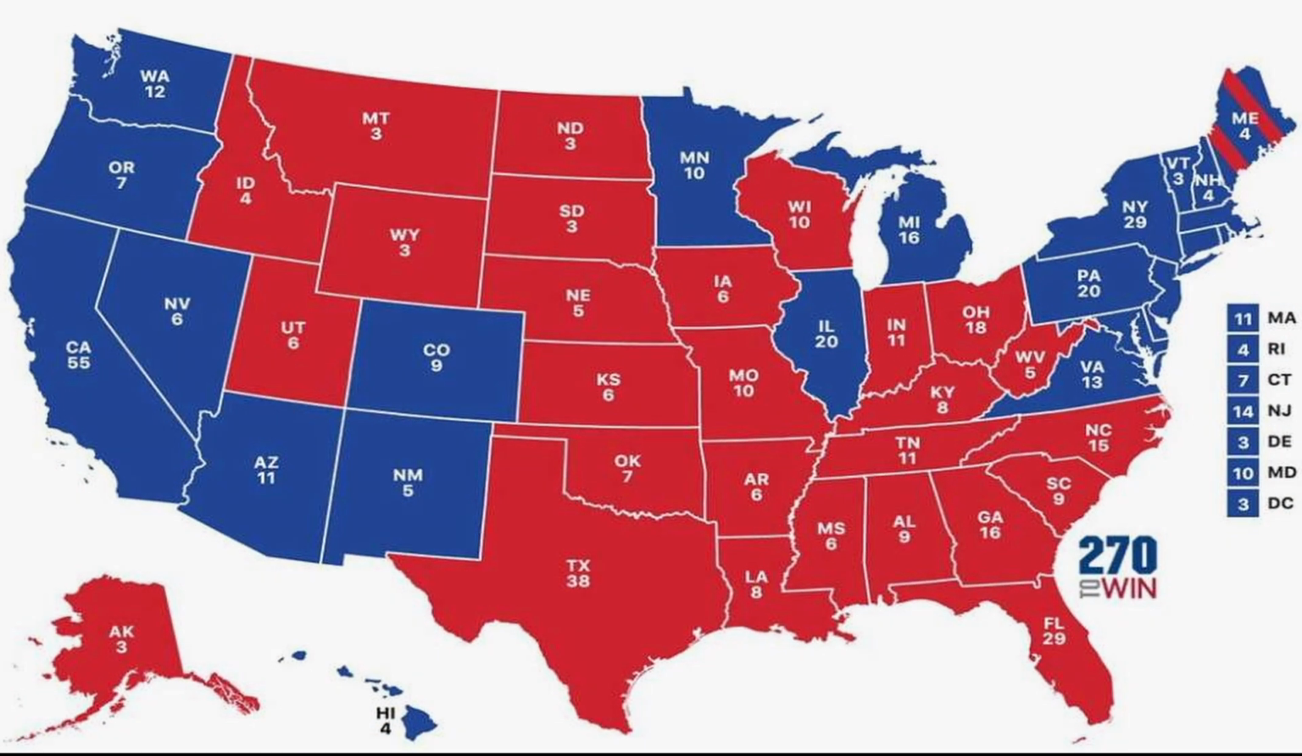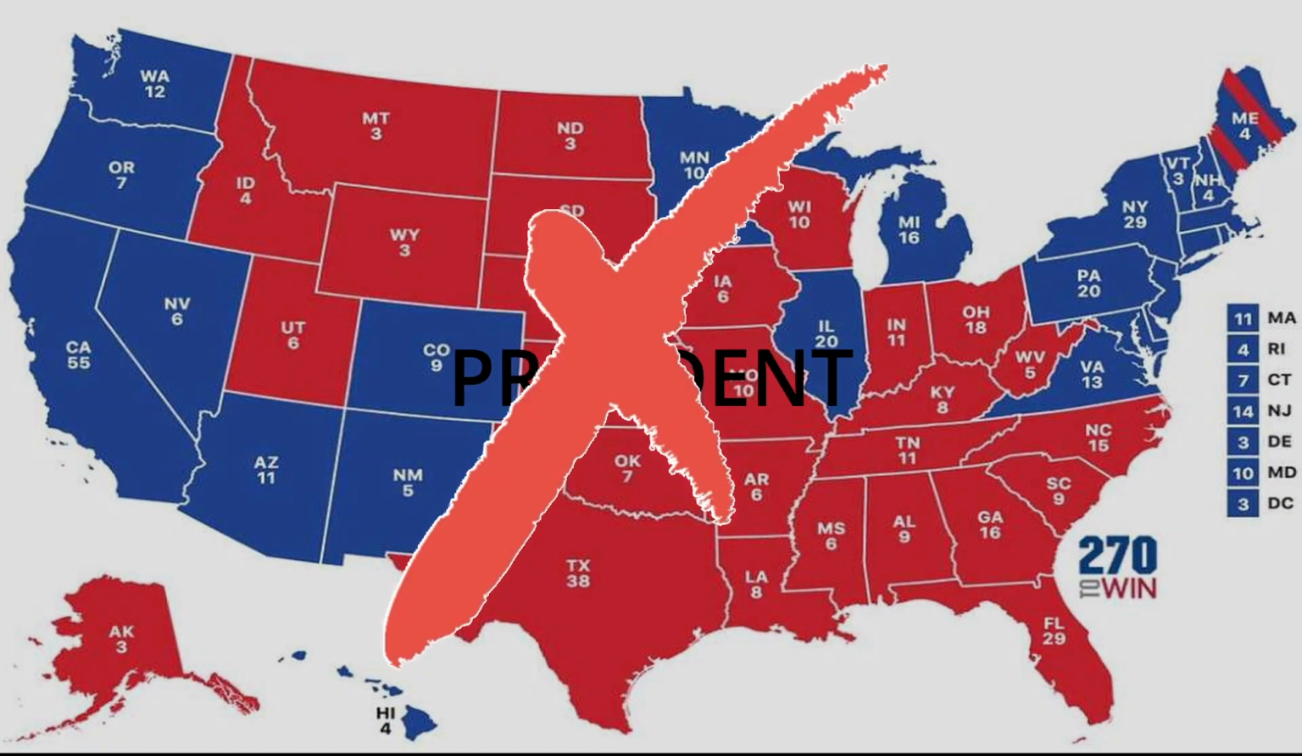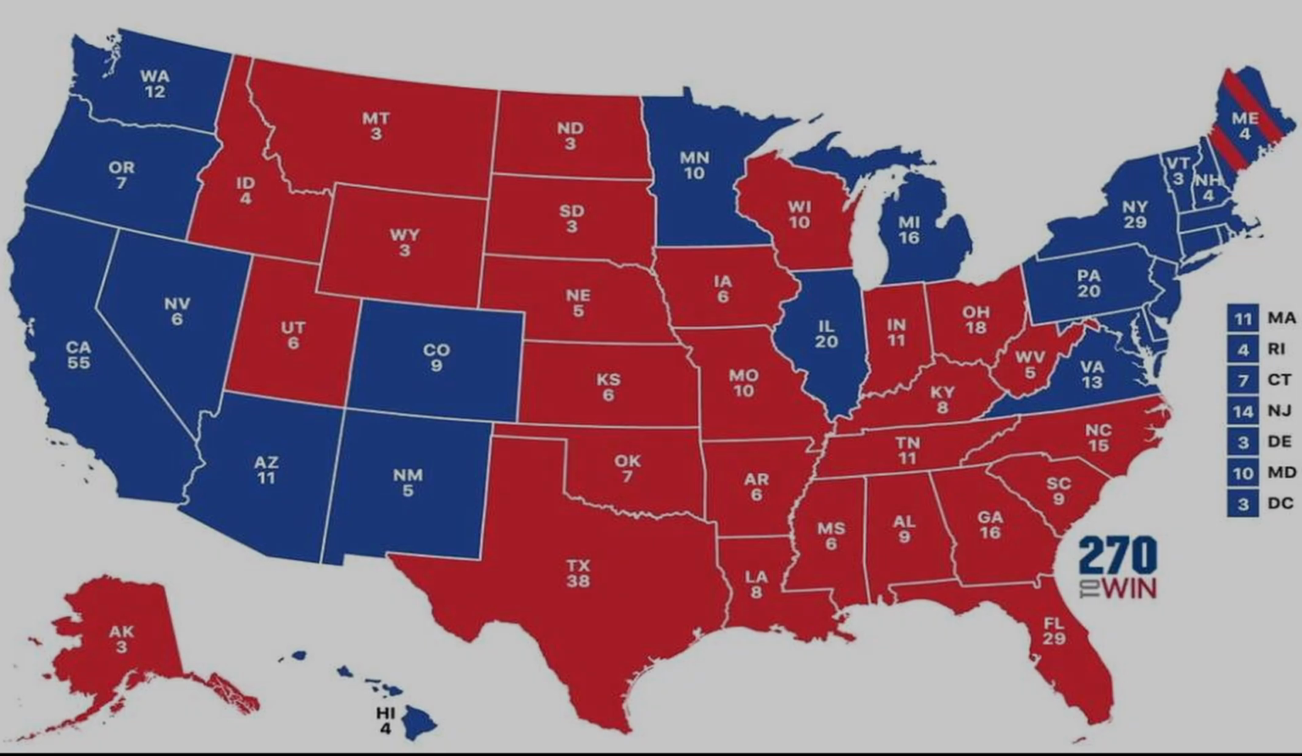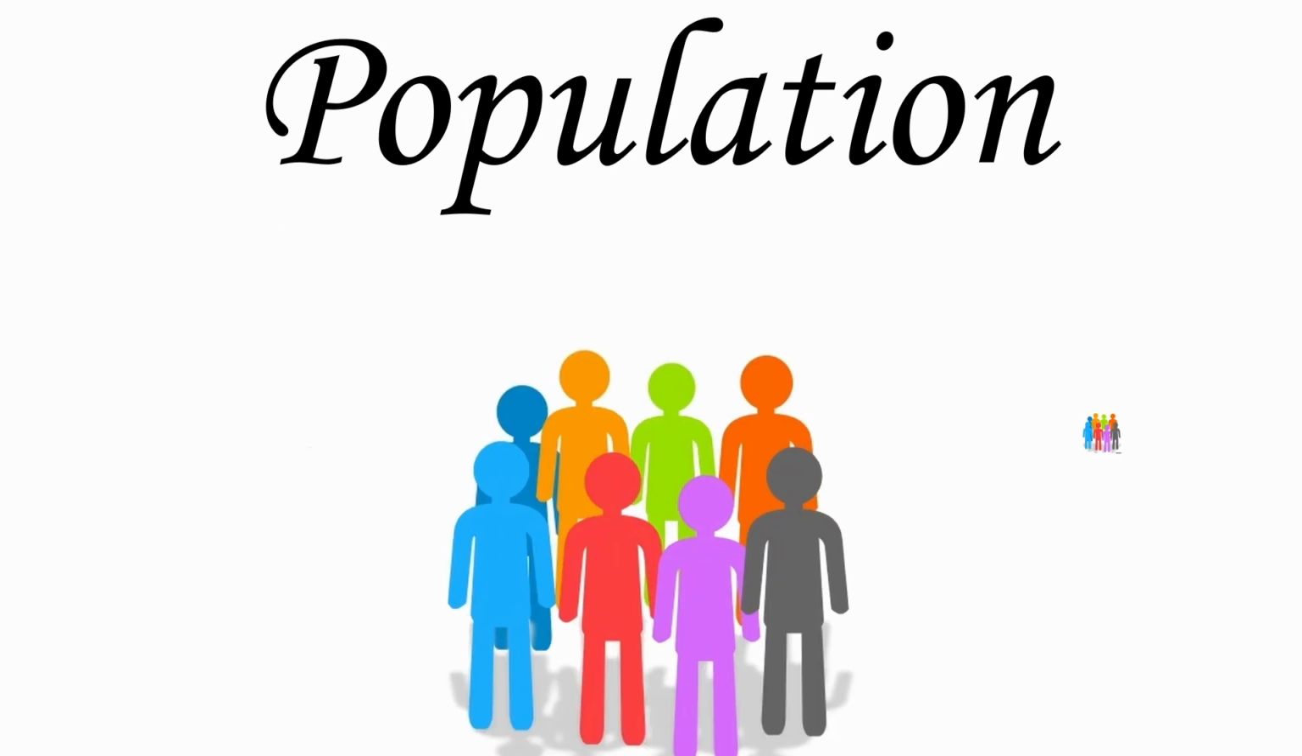In the US, people don't directly vote for the president. Instead, they vote for a group called the Electoral College. The Electoral College has 538 members, or electors. Each state gets a certain number of electoral votes, based on its population. For example, California has 55, while Wyoming only has 3.